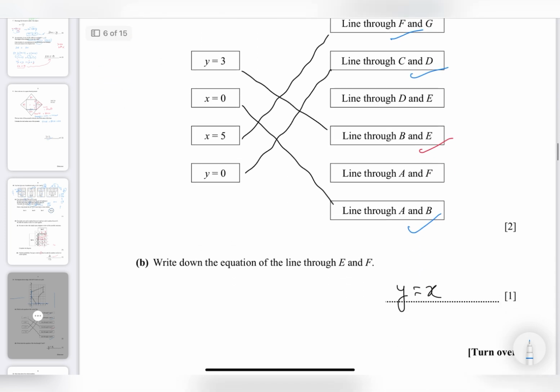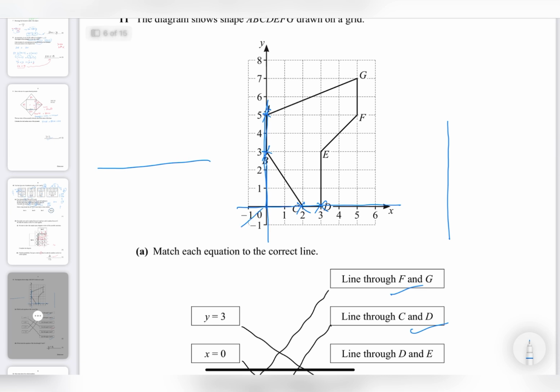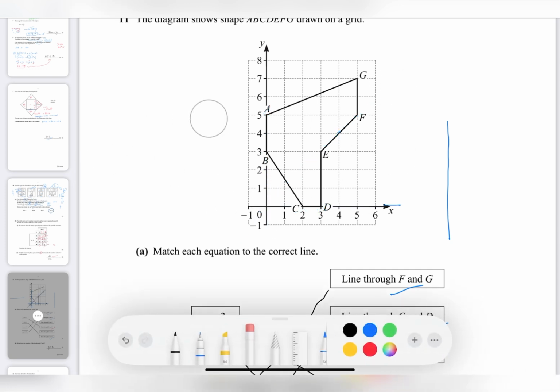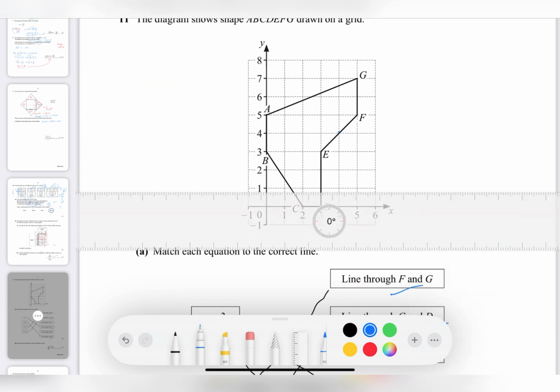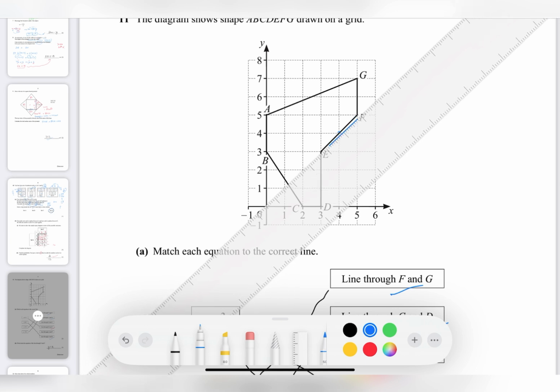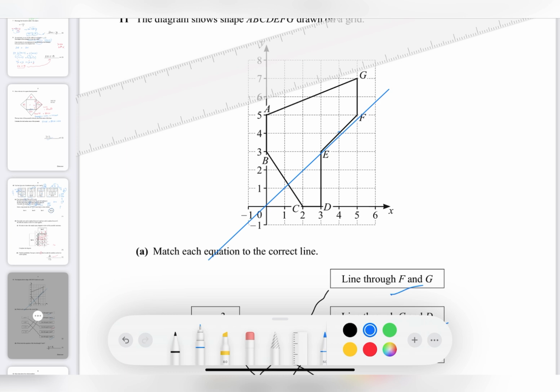Is it an easy question or not? Write down the equation of the line through EF. So, if we look closely, EF is like this. Let me just erase it so that it is easier for you now. Now see, the line through EF would be like this, right? Yes or no? So the equation of this line, which is passing through the origin, we can say is y equals x, simply y equals x.